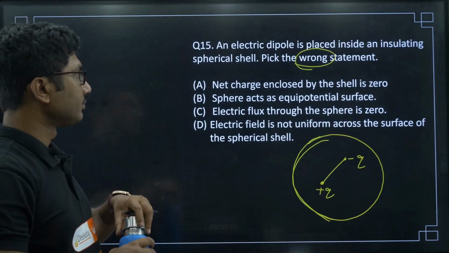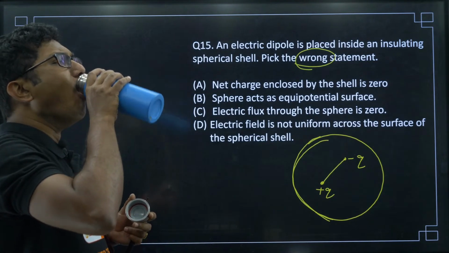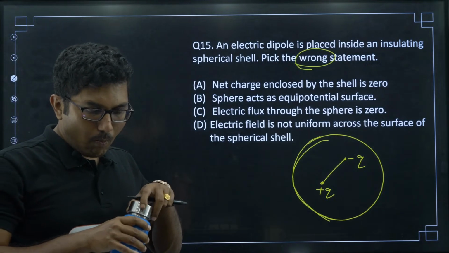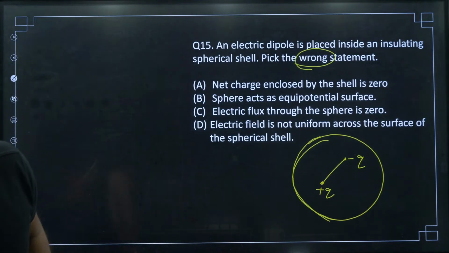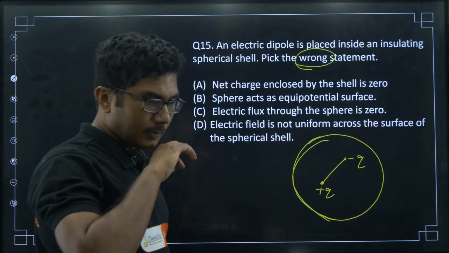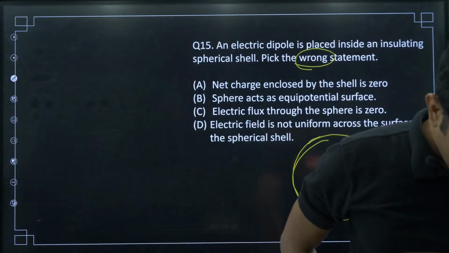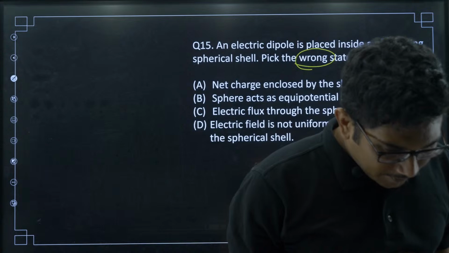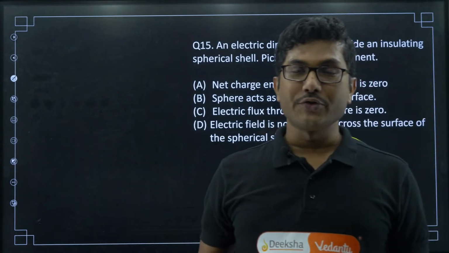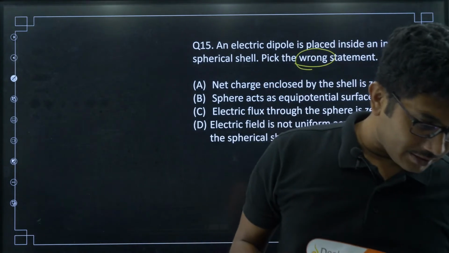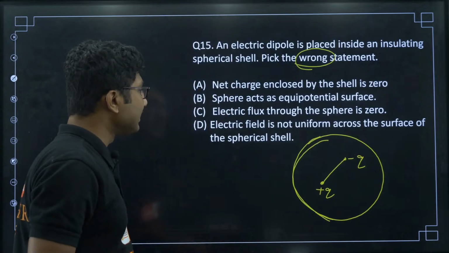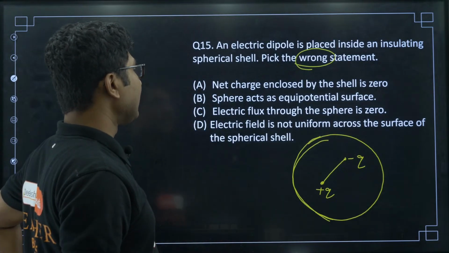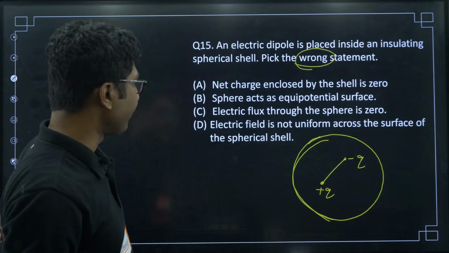Quickly. Aditya Bibhuti official, you have to mention the question number. Aditya Bibhuti is saying option D, electric field is not uniform across the surface of the spherical shell.